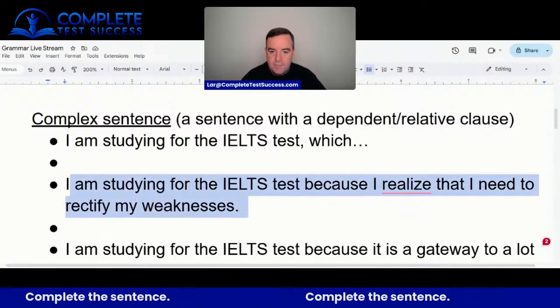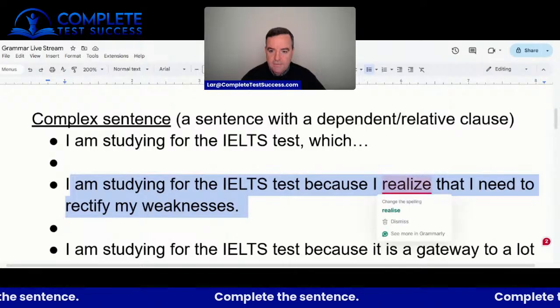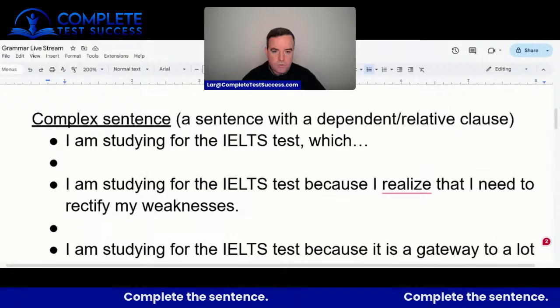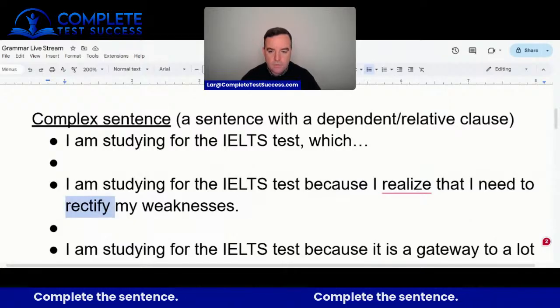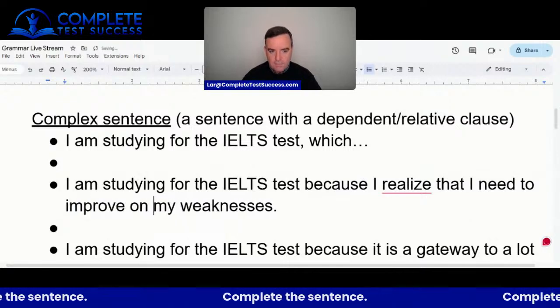Okay. I'm studying for the IELTS test because I realize that I need to rectify my weaknesses. Rectify my weaknesses, maybe improve on. More of a vocab mistake.